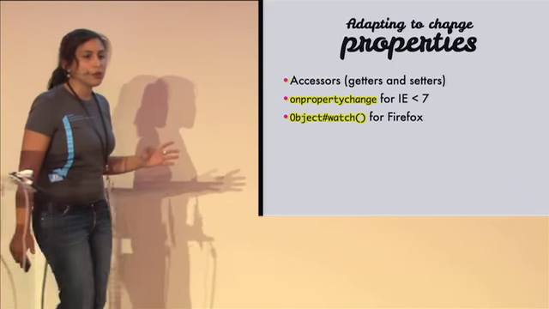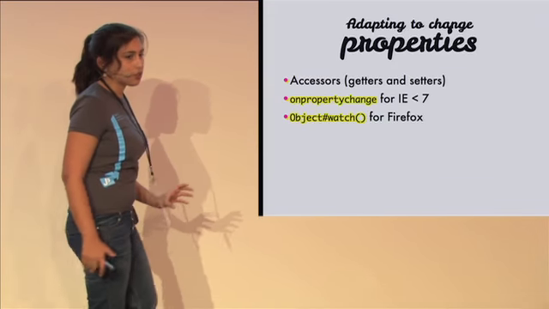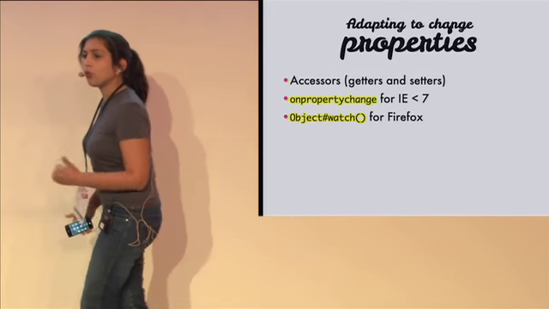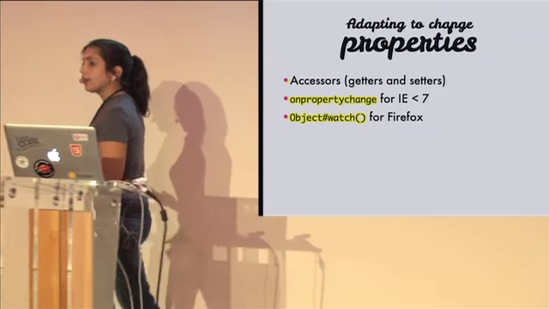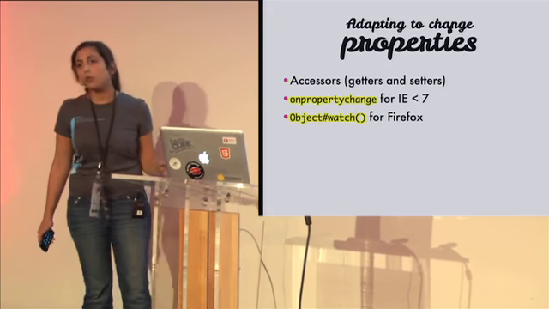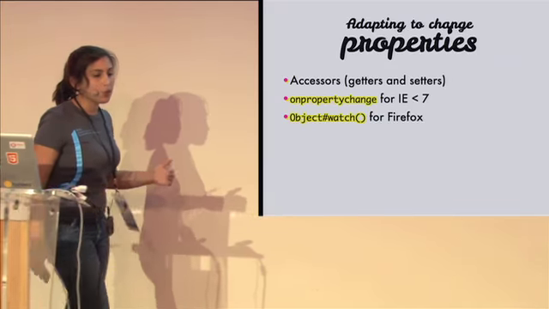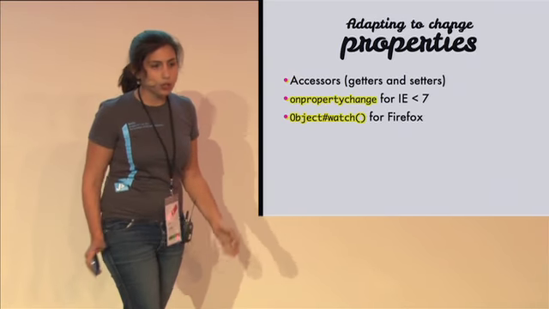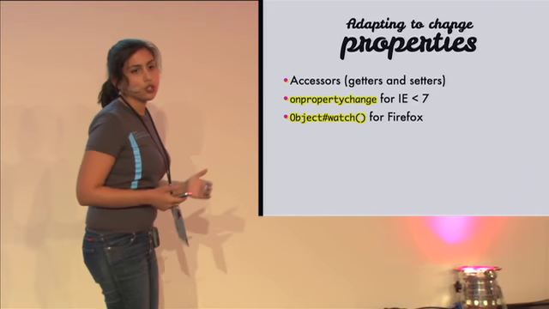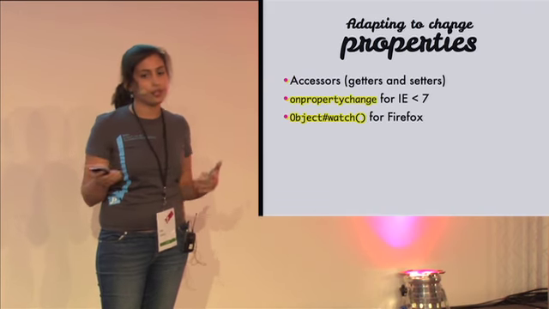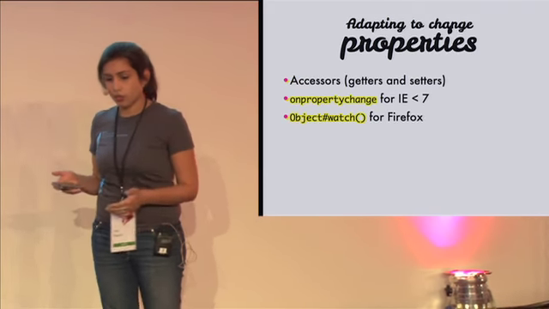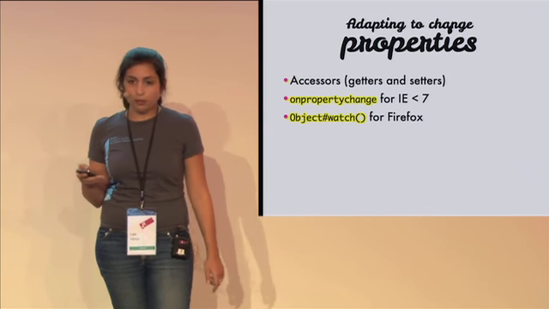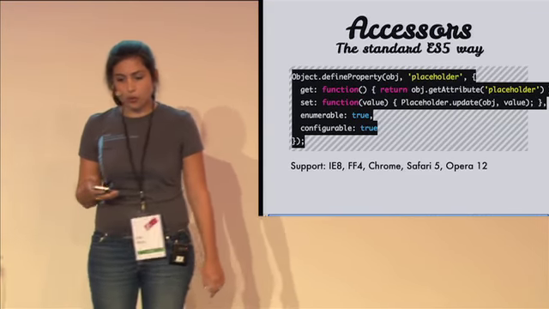Accessors make you replace the property with an accessor, a getter and a setter, or just one of the two. Object watch doesn't replace the property, it just watches it. And it fires a callback when it actually changes, which is exactly what we want in polyfills. We don't really want to replace the property, it's a hack, but it's the only thing we have. We actually just want to monitor changes, watch changes, and have something that's the equivalent of an event when the property gets changed. And Object watch is exactly what we want. But it's only for Firefox. So let's focus a bit on accessors.